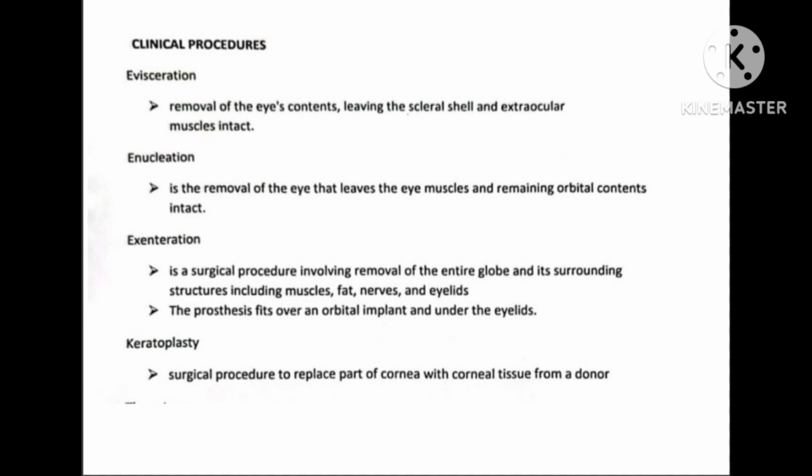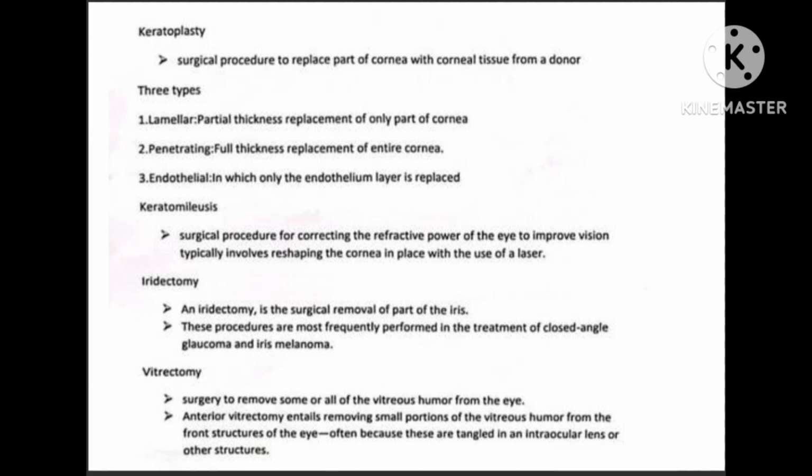and under the eyelids. Next procedure is keratoplasty. Keratoplasty is a surgical procedure to replace part of the cornea with corneal tissue from a donor. There are three types of keratoplasty: lamellar, penetrating and endothelial. Lamellar means partial thickness replacement of only part of the cornea. Penetrating is the full thickness replacement of the entire cornea, and endothelial is where only the endothelial layer is replaced.